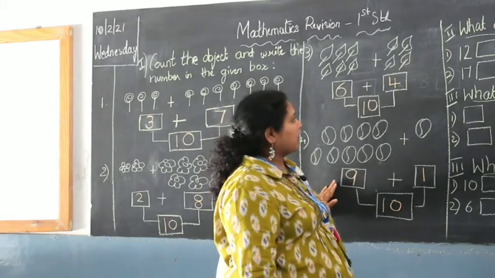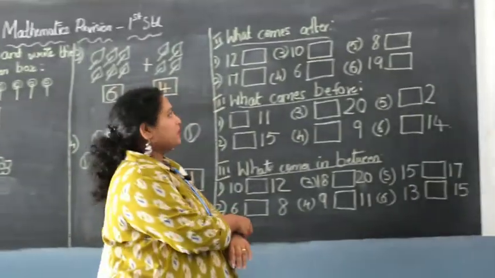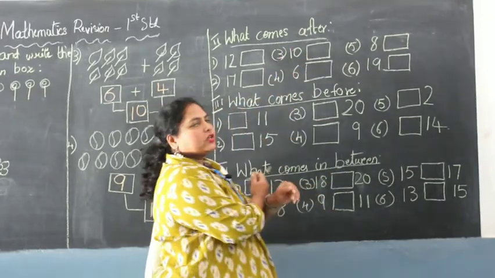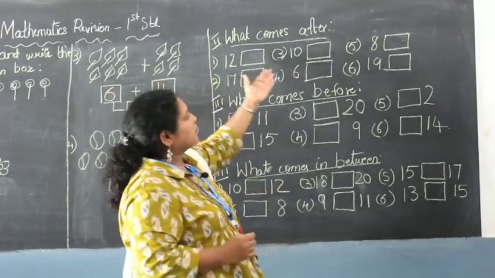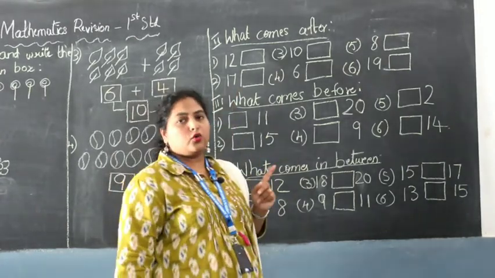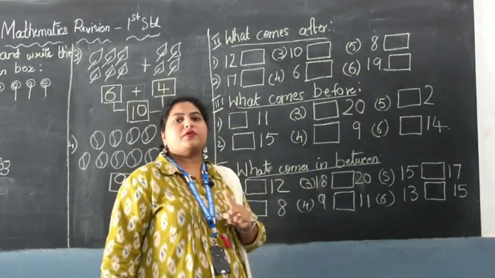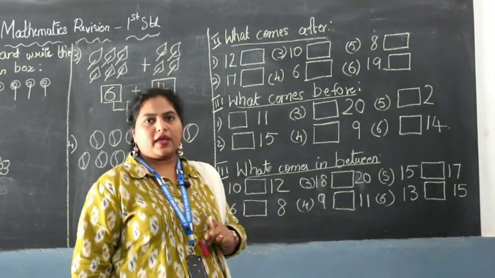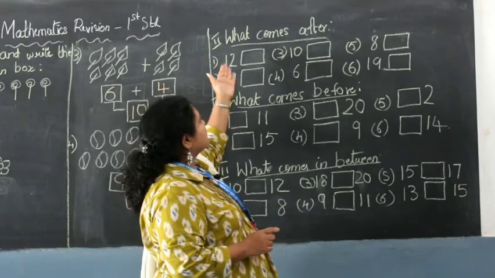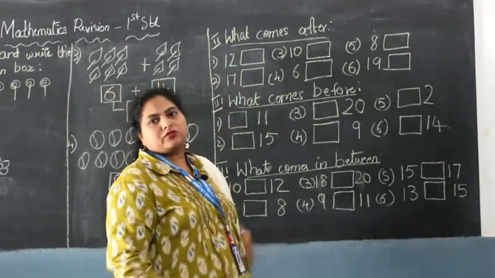So once this is done, let's go to the next main. What comes after? Here you have to write the numbers that come after the given number. For this, you all should know from 1 to 20 very well. So you should know the numbers from 1 to 20, and whatever comes after each number is what you have to write here.